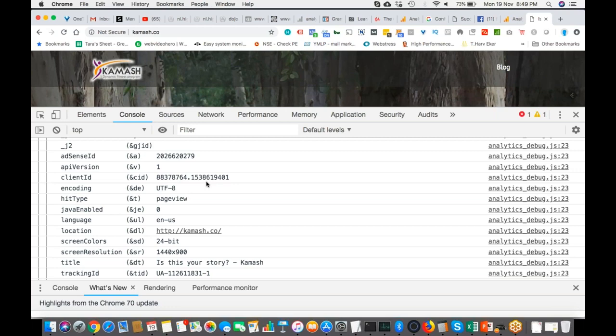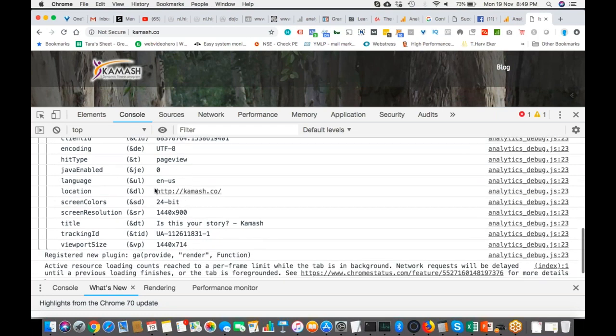So a number is assigned at the cookie called _ga, which is called your client ID. This is that number. And hit type is page view. You will see event view, page view, transaction view, and then you can see what the language is set to in the browser, the URL of the page you are viewing, the resolution you are on.